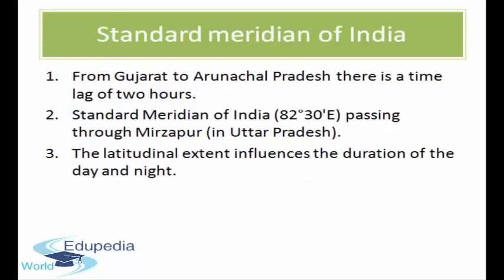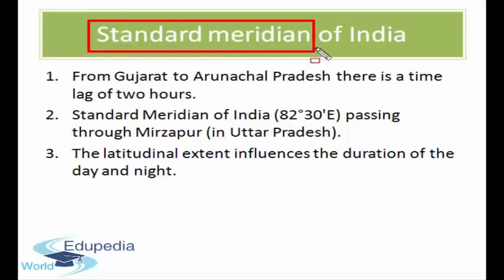Now we are going to read about the third topic, the standard meridian of India. Standard meridian means a standard time of a particular geographical area or region, a single time standard. It means basically if you want to know the time zone of a country, it is better that we allot a standard time to every country based on their longitudinal degree. So the standard meridian of India is 82 degree 30 east, which passes through Mirzapur in Uttar Pradesh.